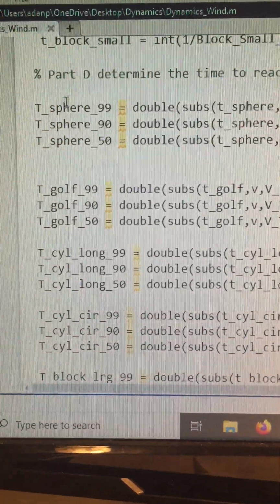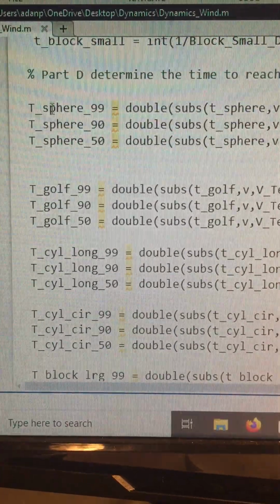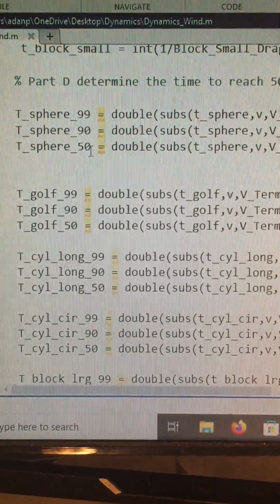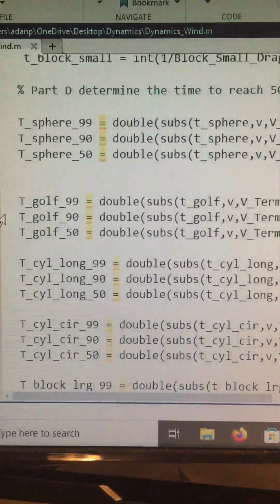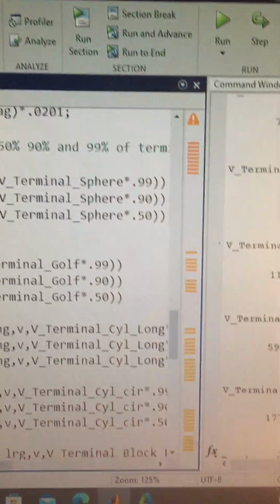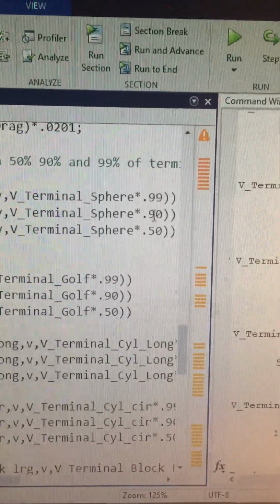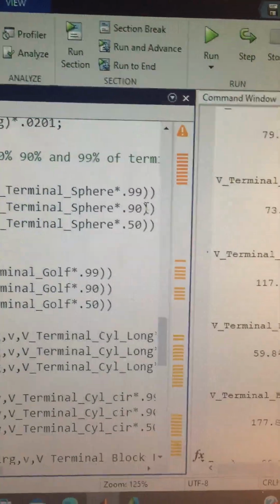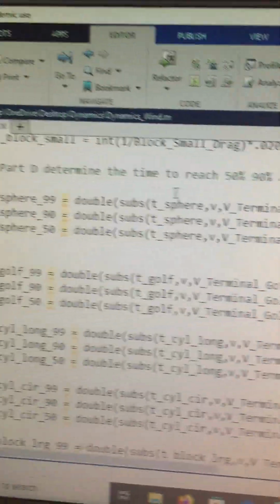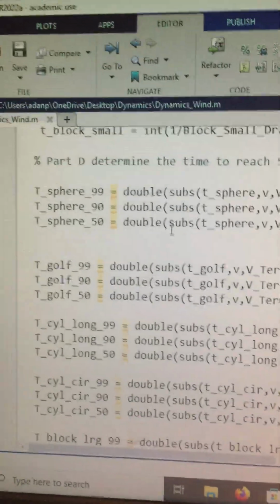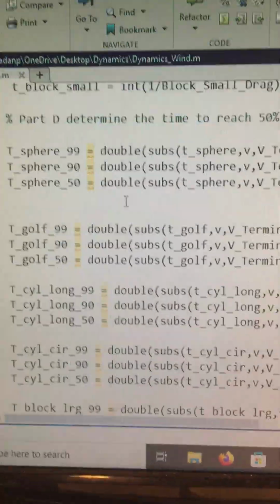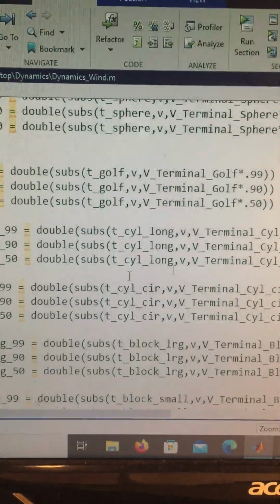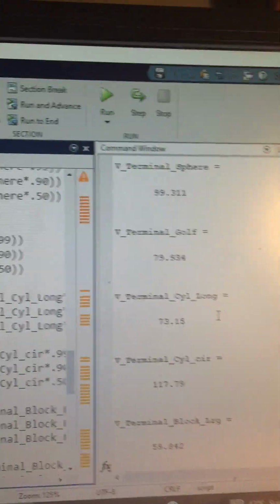And so what I did here is I grouped them in groups of 3, so each shape here is labeled for each of those 3 different times. Then I took my terminal velocity and multiplied it by whatever the fraction is that we're looking for, either 50%, 90%, or 99%, and then just substituted that into the integration that we found in part A. And so running all of those calculations, I can just show you here.